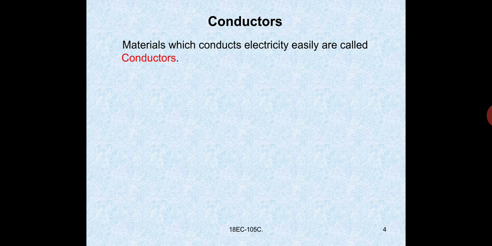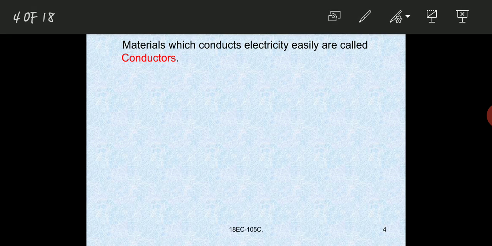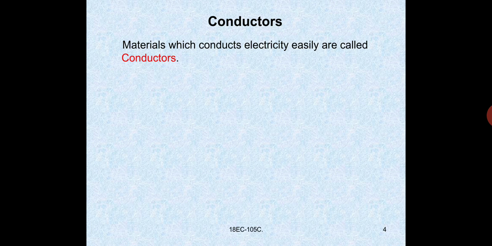Now let us see what are conductors. Can anybody tell what are conductors? Yes, the materials which conduct electricity easily are called as the conductors. The examples are copper, silver, gold, aluminum, and many materials. Of course, there are alloys, whatnot, but these are the things that are most commonly used in our industry for connecting and passing the current.